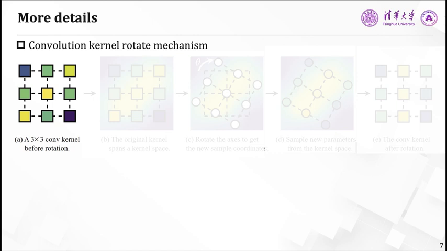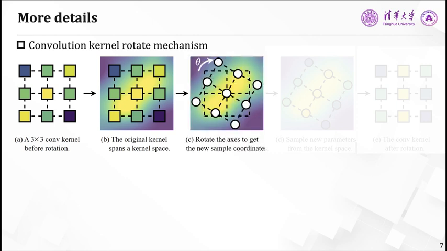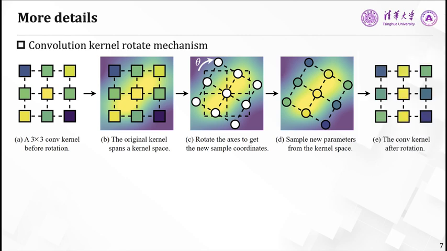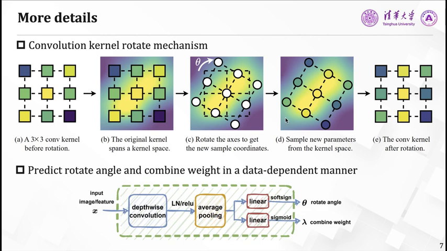First, to rotate the convolution kernel, we treat the kernel as a continuous space spanned by the parameters. We rotate the axis to get new sample points and sample new parameters from the kernel space to obtain the rotated convolution kernel. What is more, the rotated angle and the combination weight are predicted based on the input image in a data-dependent manner.